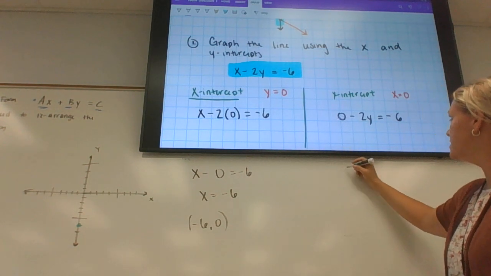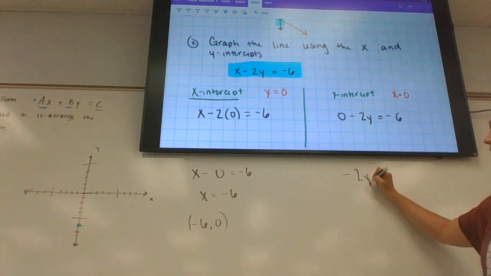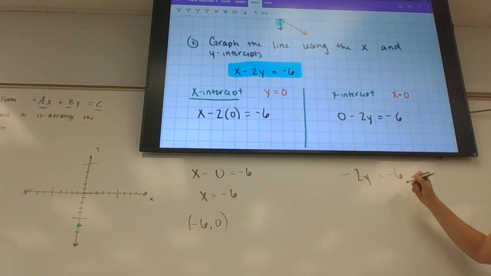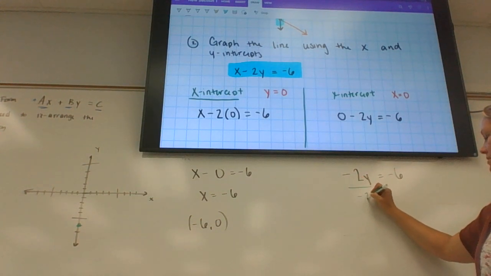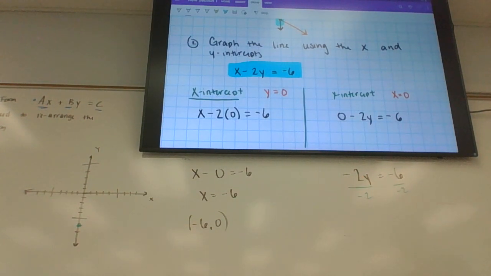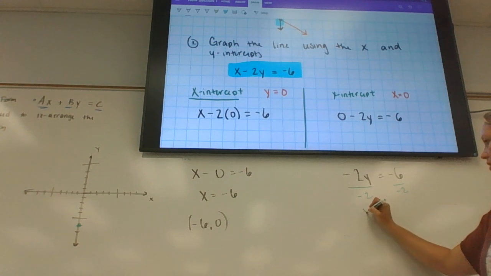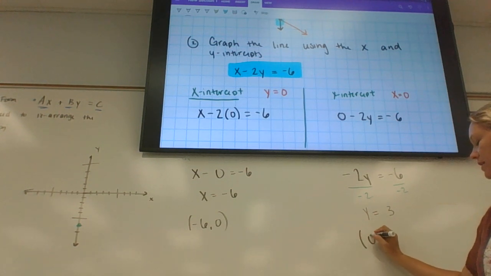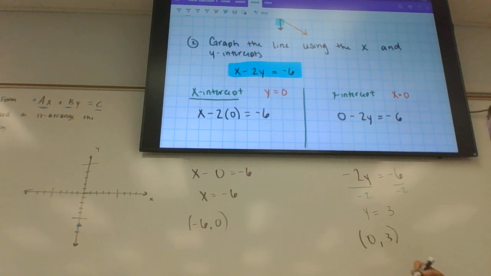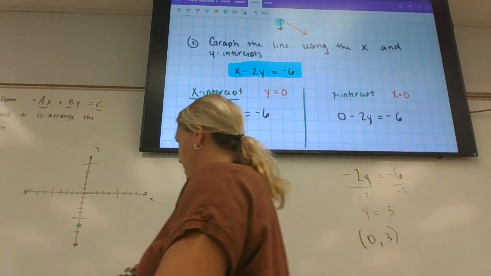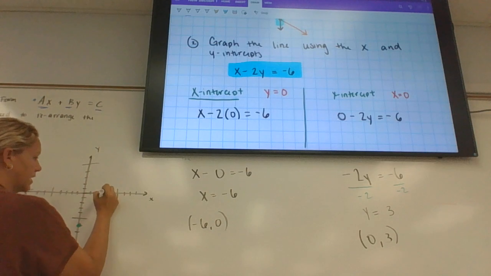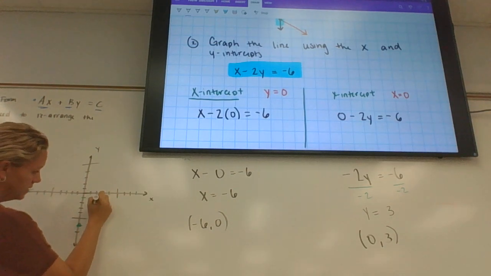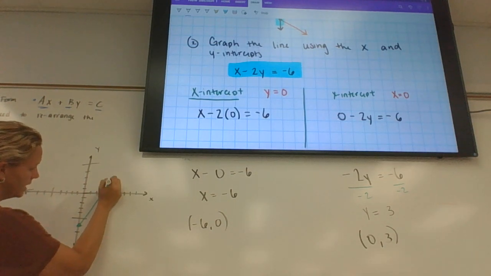Okay, 0 minus 2y is just like having a negative 2y here. You don't need the 0 there. Divide by negative 2. Y is 3. I'm going to show the point that the 0 paired with the 3 is the intercept. Connected with a straight line.